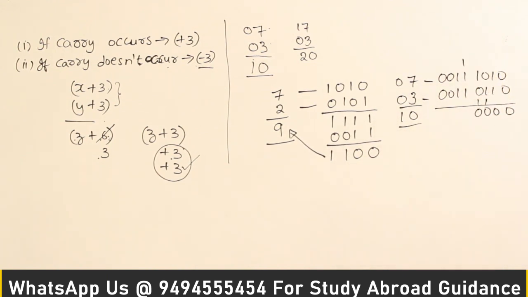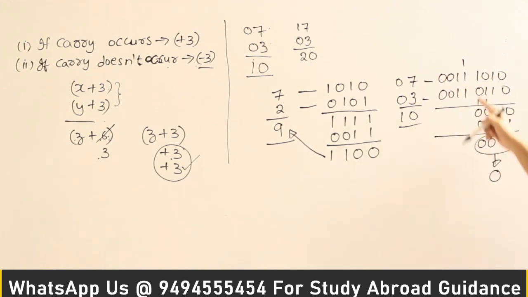Since I got a carry, what am I supposed to do? You are supposed to add a 3, isn't it? So we are supposed to add a 3, which is 0 0 1 1. See, since a carry has occurred, we are supposed to add a 3. I have added it. Then what do we get? Here I got 0 0 1 1, which is nothing but 0 in excess 3.